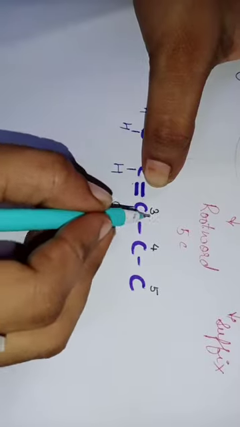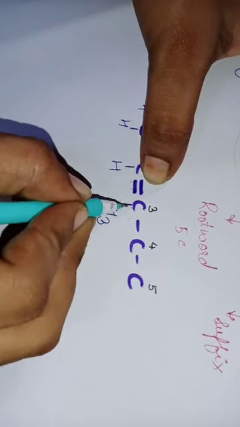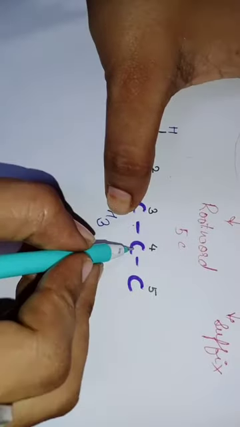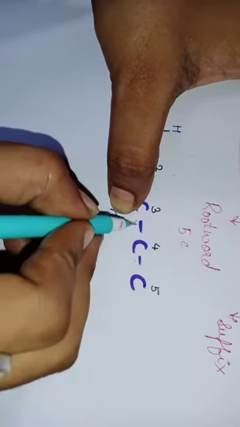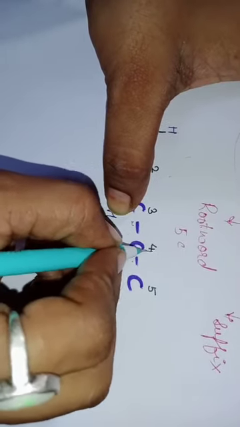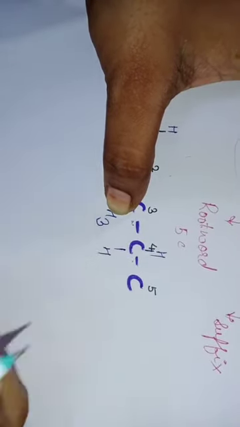Now this carbon atom, the third carbon atom, 1, 2, 3, 4 bonds are already there. So no hydrogen should be attached here. Now the fourth carbon atom, there are 2 bonds here. The rest 2 bonds I will attach it with hydrogen. So 1 hydrogen here and the next one is here.